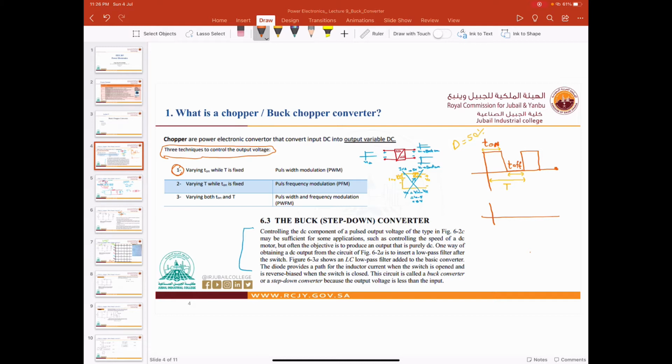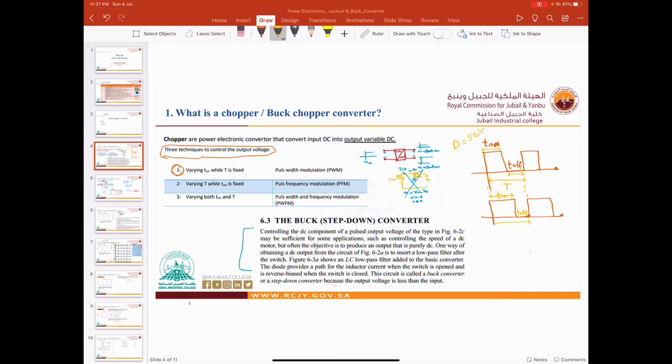Now if we increase T on, the time for on, to 75% here, and we go to 0. Okay, and we go again to 75, and then we go to 0. So as you can see here يا شباب, now T on is bigger than before. This is T on. T off is smaller. Okay, but again, they have the same period.